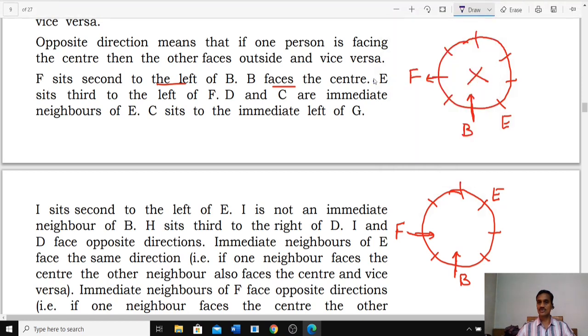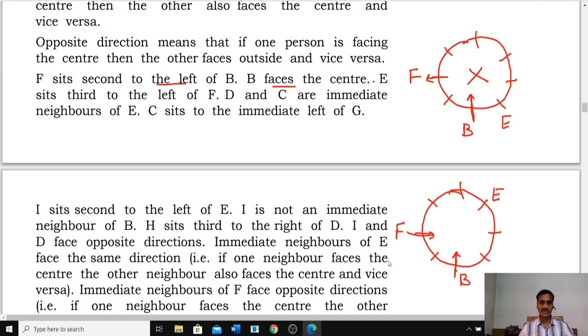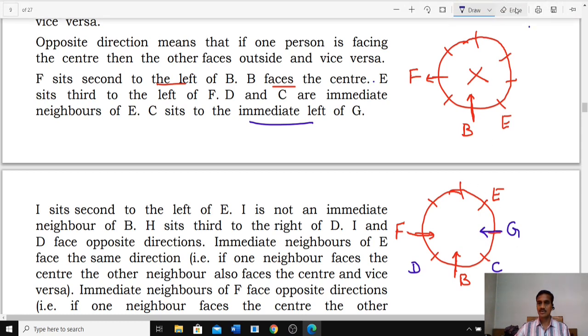Now we are left with only the second one. D and C are immediate neighbors. C sits to the immediate left of G. C cannot be next to G here, not possible. Hence C is here, D is here, G is here, and C is to the immediate left of G. G is facing the center. D and C are immediate neighbors of E, so D and C are in these two places.